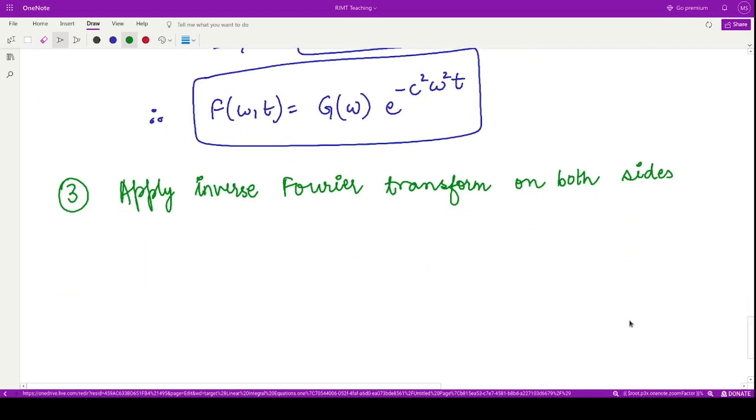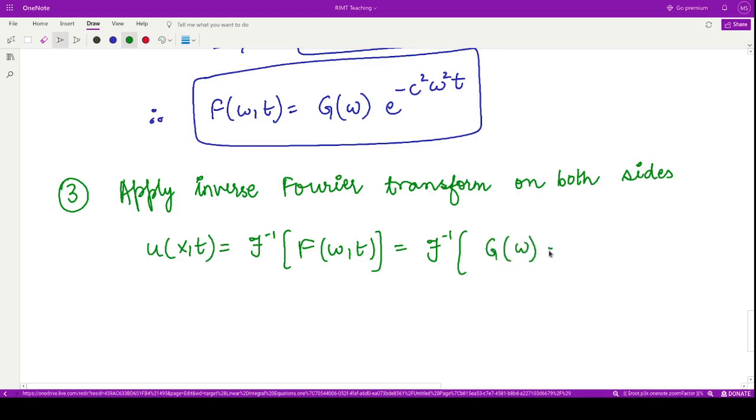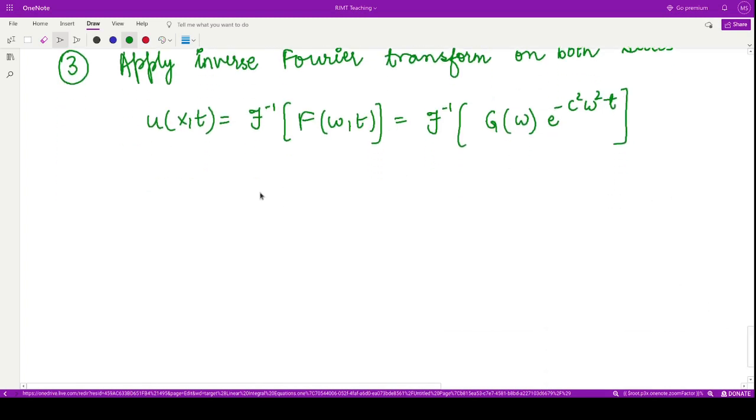Because in the end, what we require is the value of u(x, t), which represents temperature. So this is the inverse Fourier transform of capital F(omega, t). And what is this? Capital F(omega, t) is equal to g(omega) e to the power minus c squared omega squared t. Now, what is the definition for this inverse function?